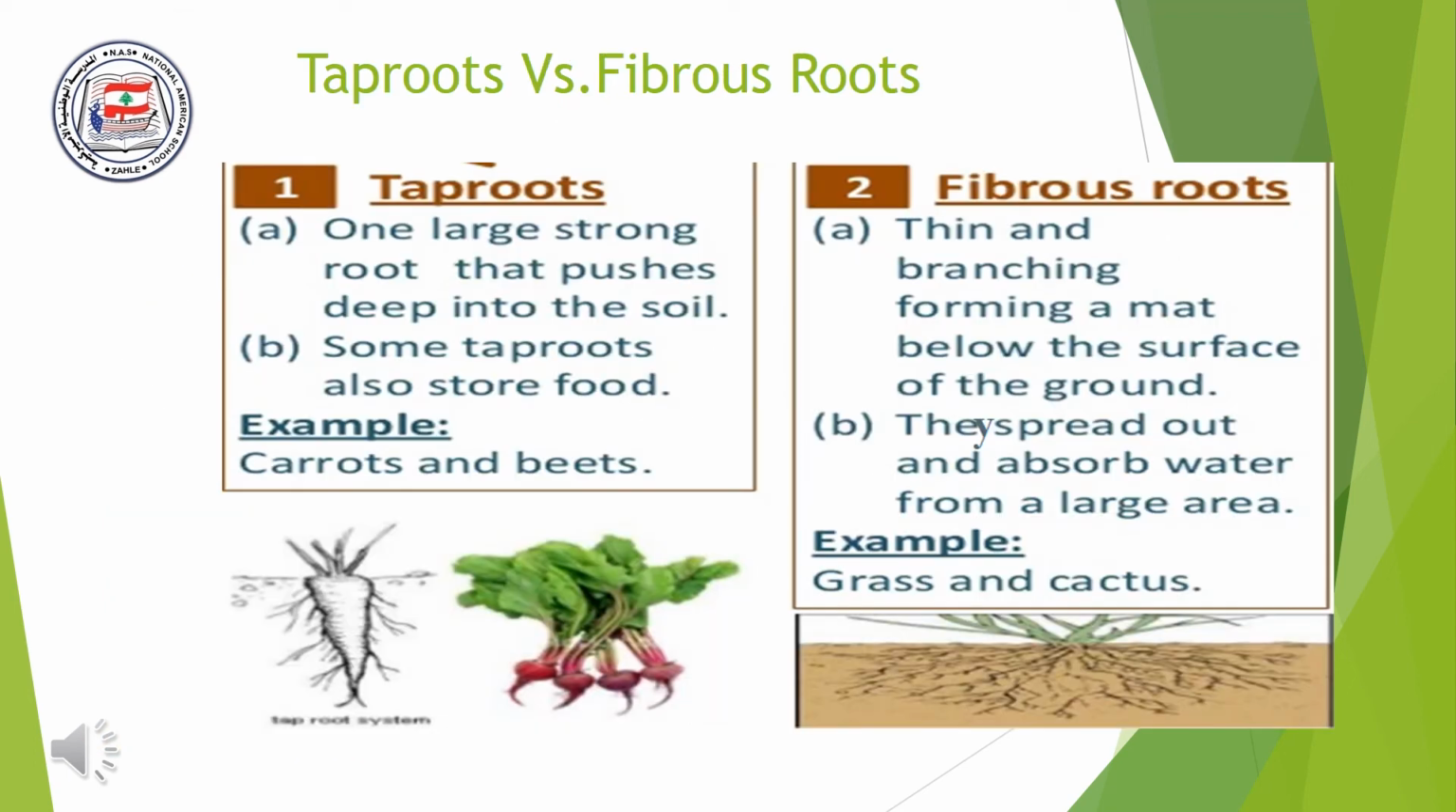Taproots versus fibrous roots. Taproots: one large strong root that pushes deep into the soil. Some taproots also store food. Example, carrots and beets. Fibrous roots: thin and branching, forming a mat below the surface of the ground. They spread out and absorb water from a large area. Example, grass and cactus.